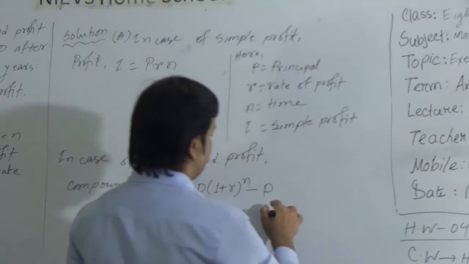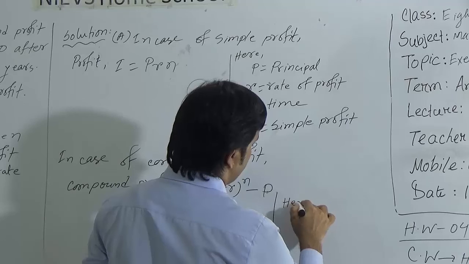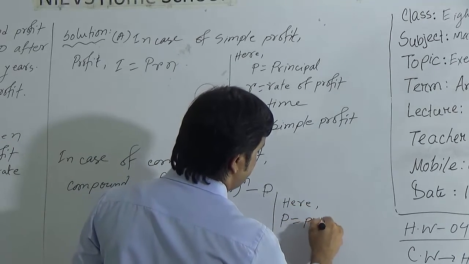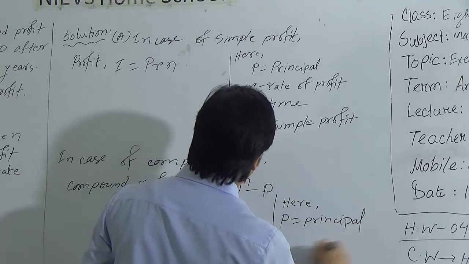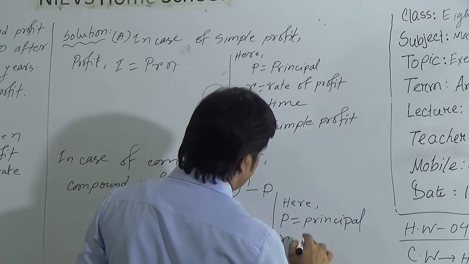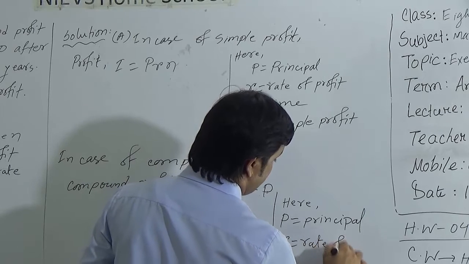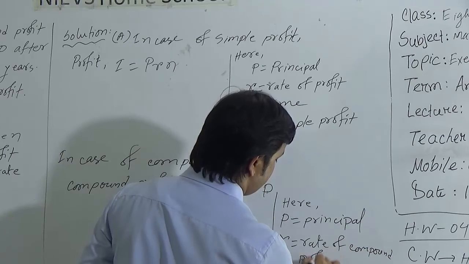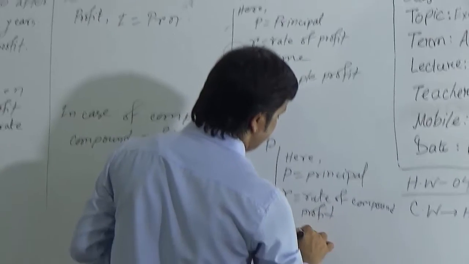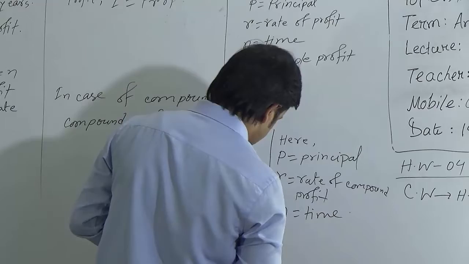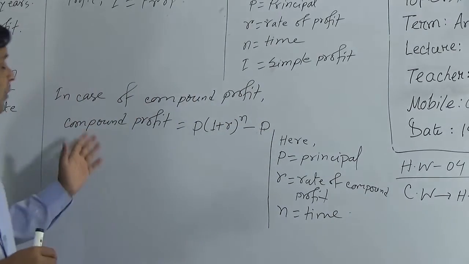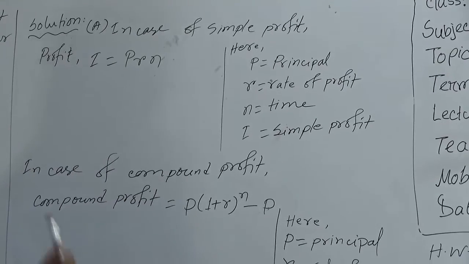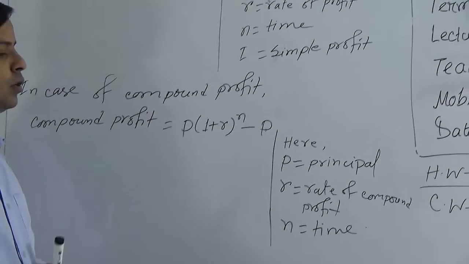Here also we can write the meaning of the symbol. P means principal. R means rate of compound profit. And N means time. Okay, dear students, so I hope you have understood the solution of question A. Dear students, as I have completed question A, now I will go to question B.